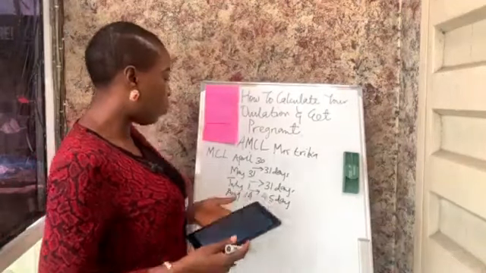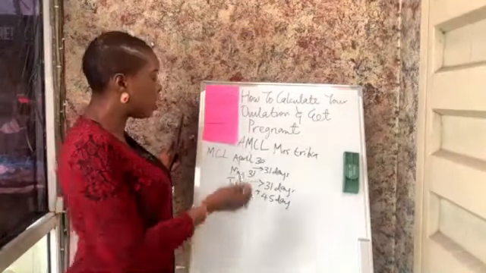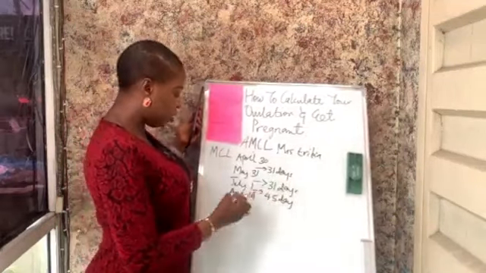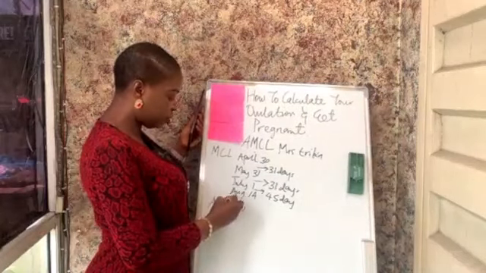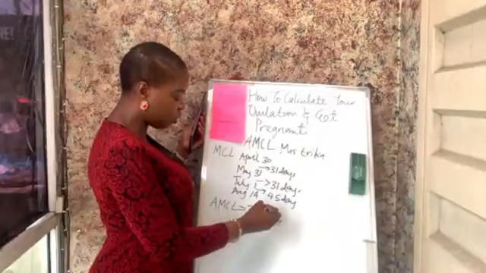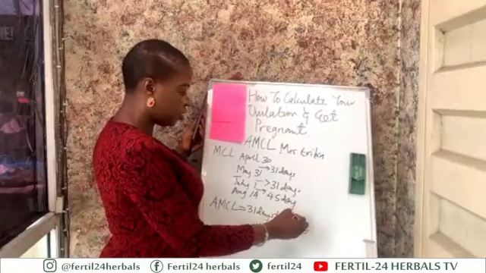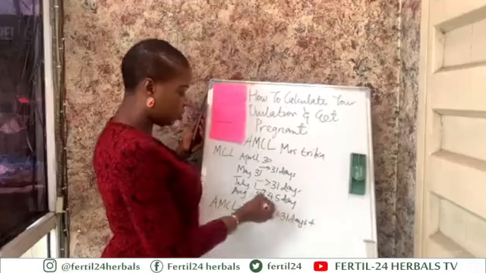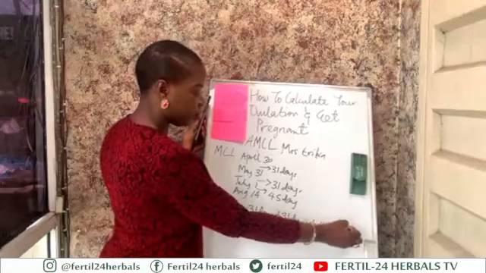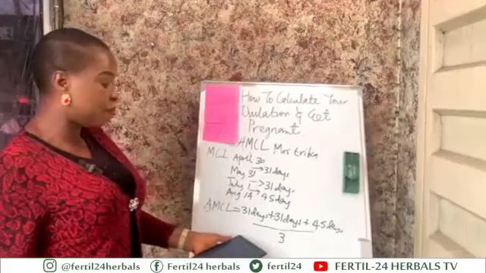But let's go on, let's see what it is. Firstly, we have to know Mrs. Erica's average menstrual cycle length. That is what we are looking at. So when you look at this, your AMCL will be 31 days, plus May to July, 31 days, plus July to August, 45 days. We are looking at the average, so this will be divided by 3.